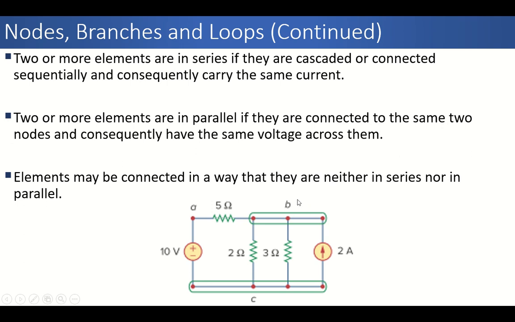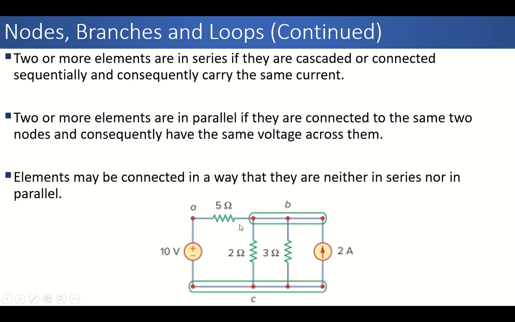And remember that if the elements are in parallel, then the voltage across the terminals is the same. That is, if we know the voltage across this voltage source, and since the 3 ohm and 2 ohm are also parallel with the 2 ampere source, we can directly say that the same voltage will be across the 3 ohm and 2 ohm resistances. In this case we say that current will be divided but voltage will be the same.